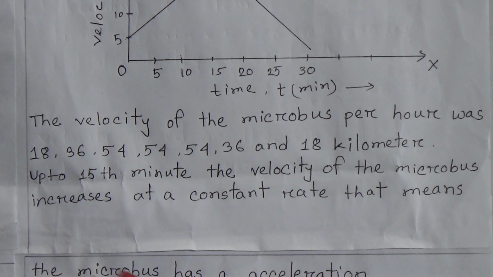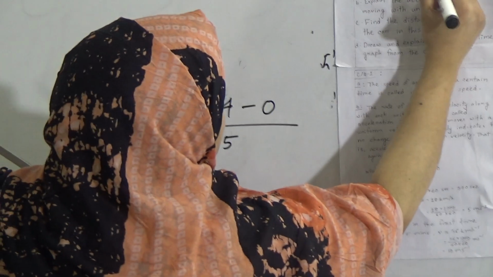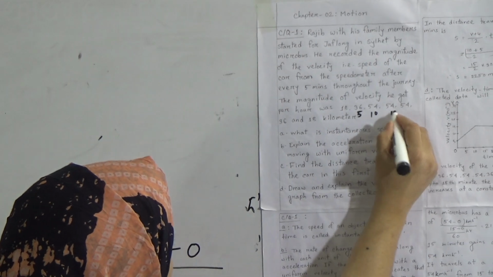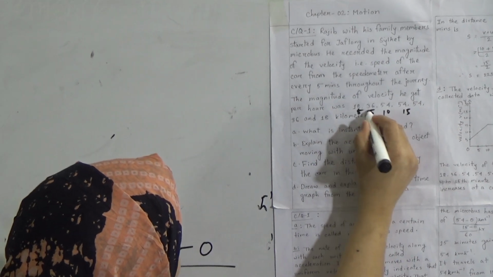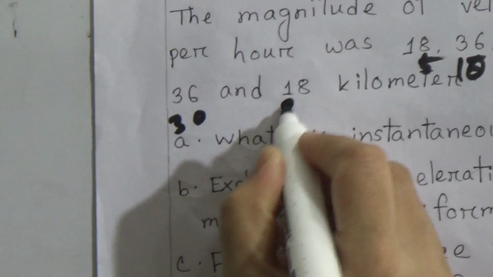That means the microbus has an acceleration. So we have to find out the acceleration. Up to 15 minutes, the acceleration is 54 minus the initial velocity 0, and the time is 15 minutes. This is 5, 10, 15. This is 5, this is 10, this is 15, this is 20, 25, 30, 35. This is the time interval.